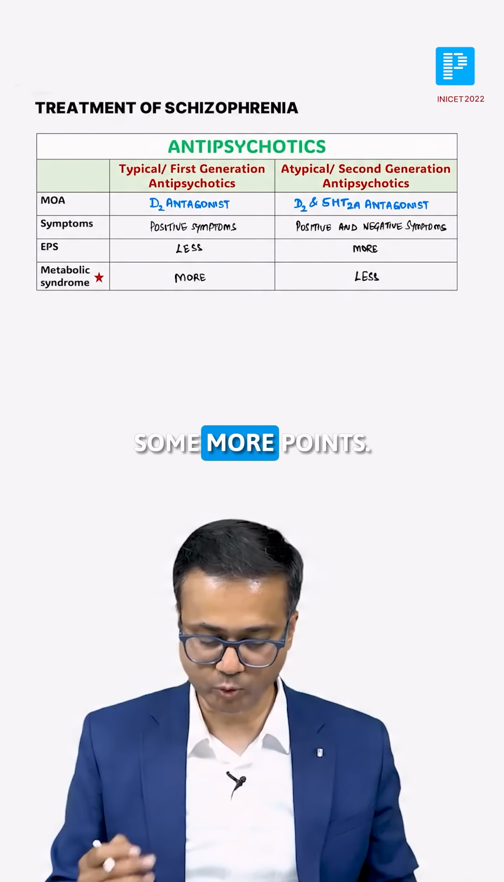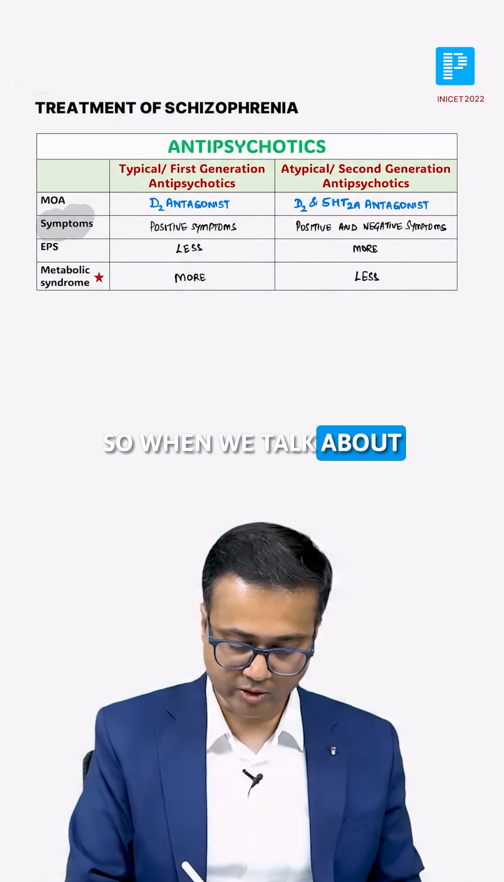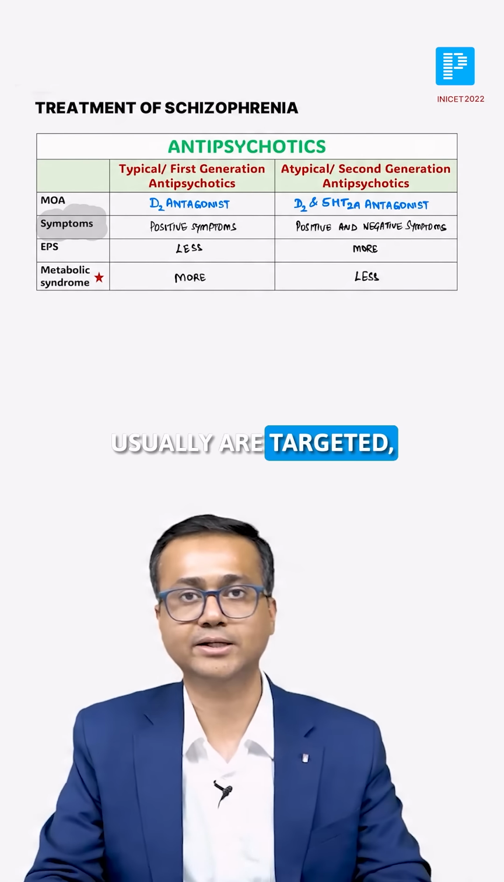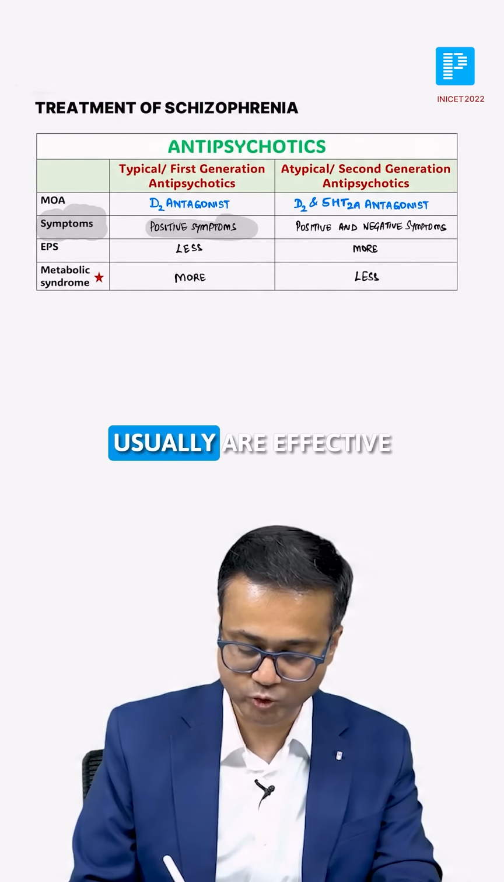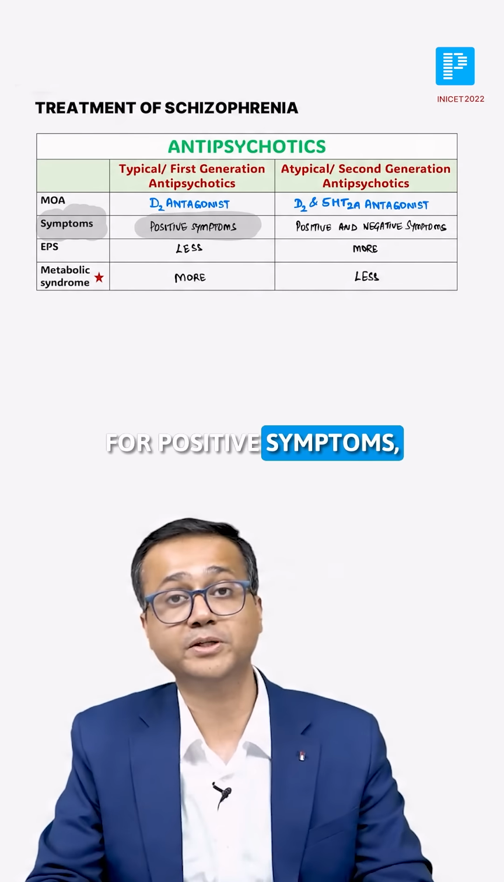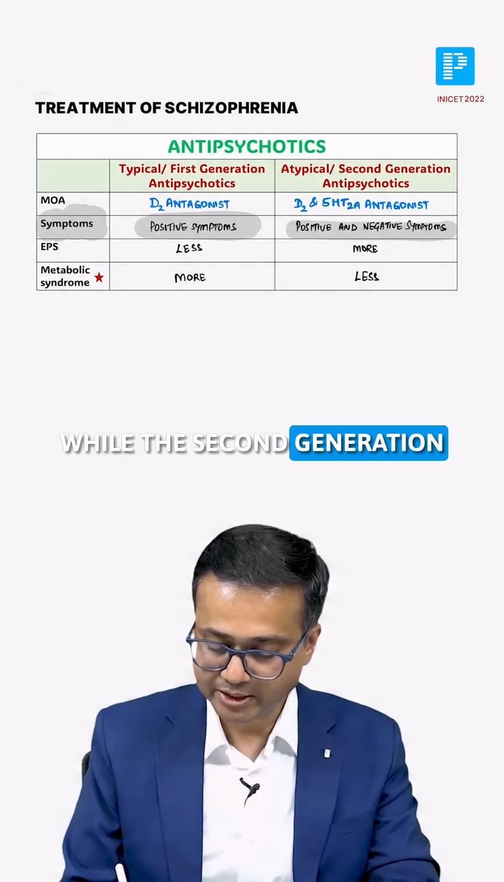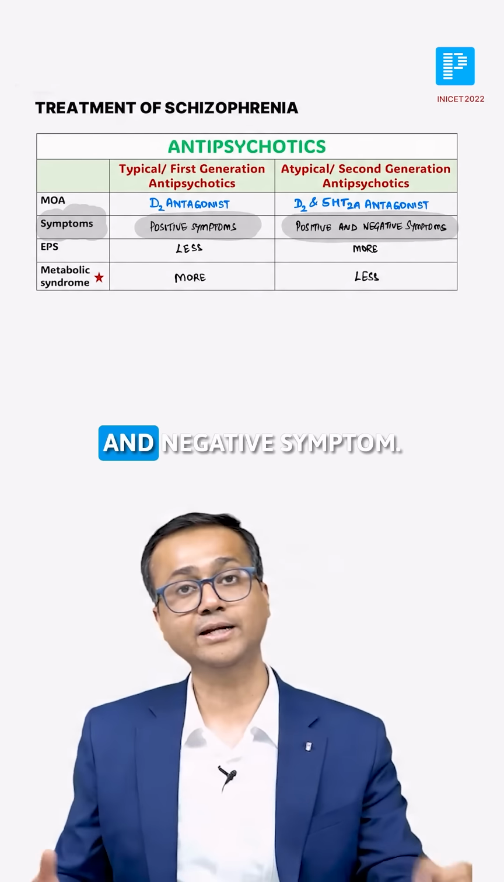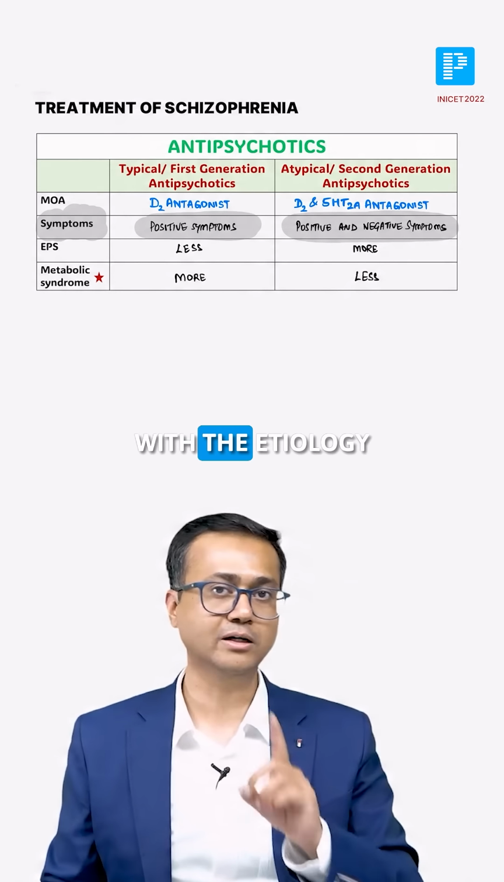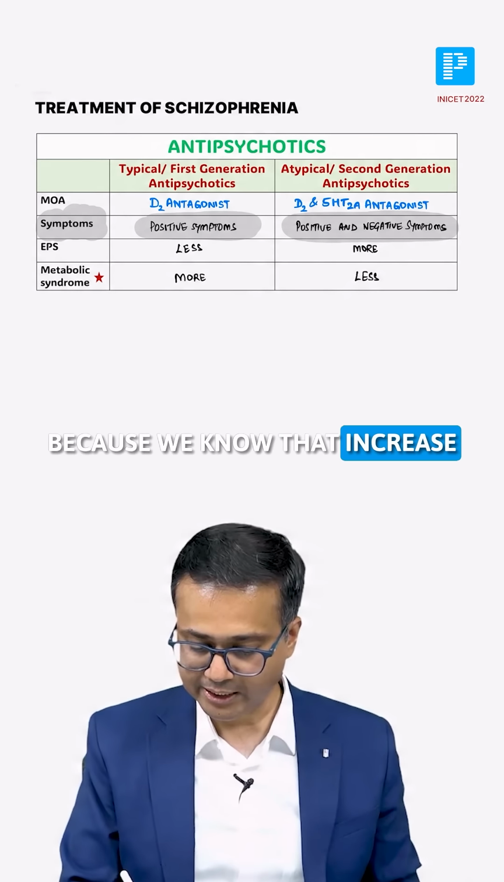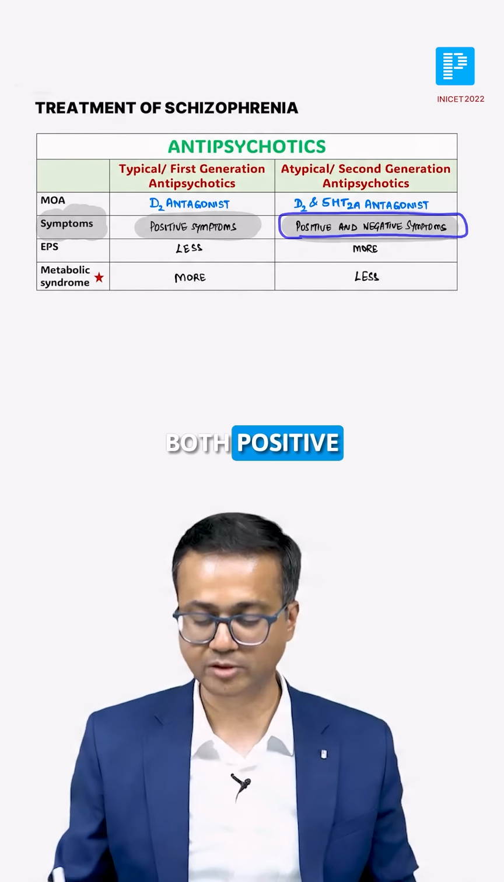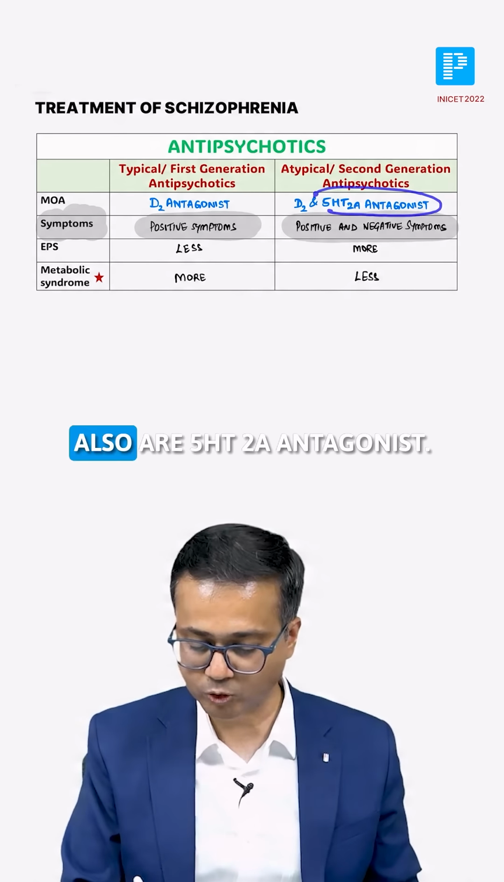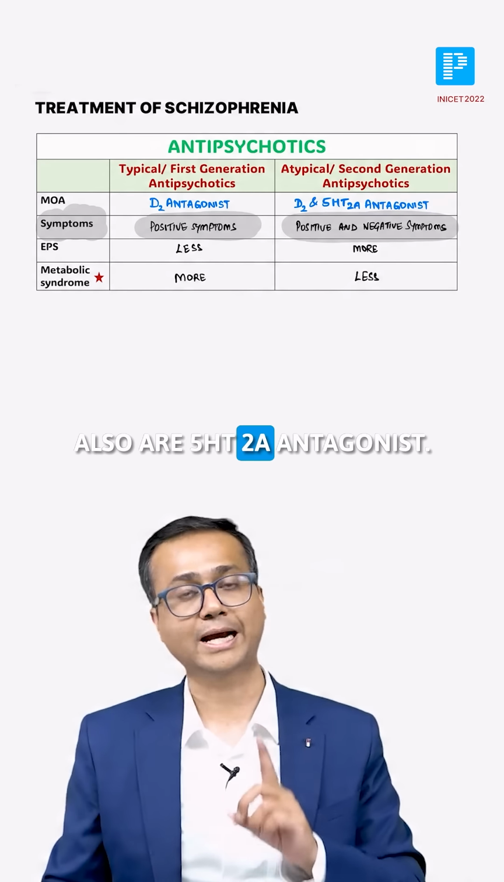Let's also discuss some more points. When we talk about which symptoms usually are targeted, the first generation antipsychotics usually are effective for positive symptoms, while the second generation is effective both for positive and negative symptoms. Again, we can correlate with the etiology because we know that an increase in serotonin causes both positive and negative symptoms. So second generation also are 5-HT2A antagonists.